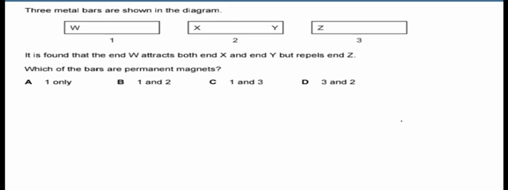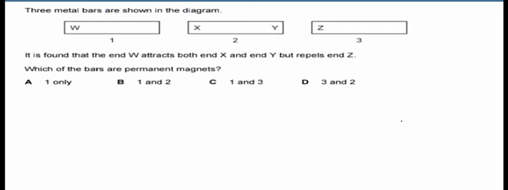3 metal bars are shown in the diagram. So we have W, X, Y, and Z. It is found that the end W attracts both end X and Y. Now, if this W is attracting both ends X and Y, it means this one is a metal, because a metal which is neutral can be attracted to both sides, whichever pole you bring near to it.